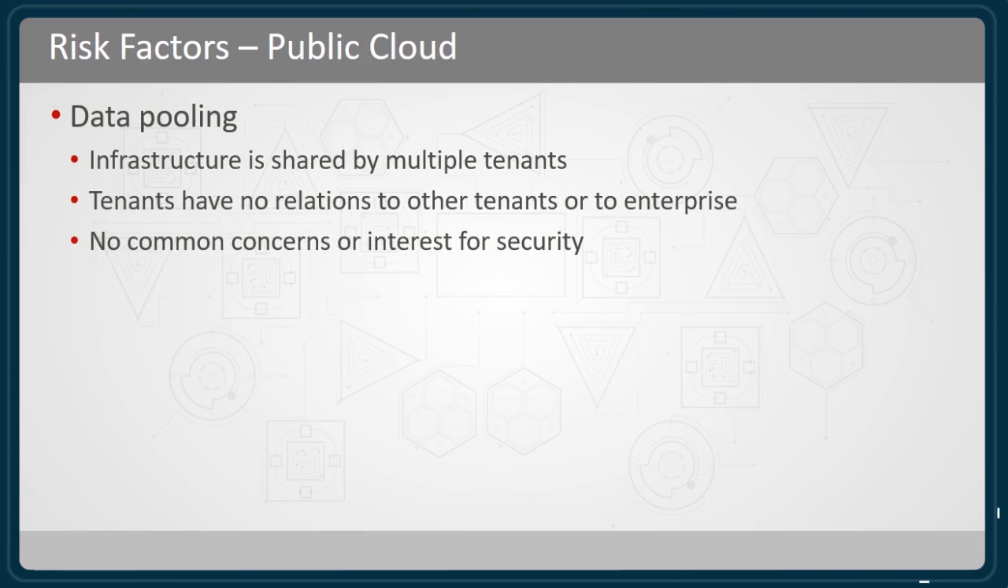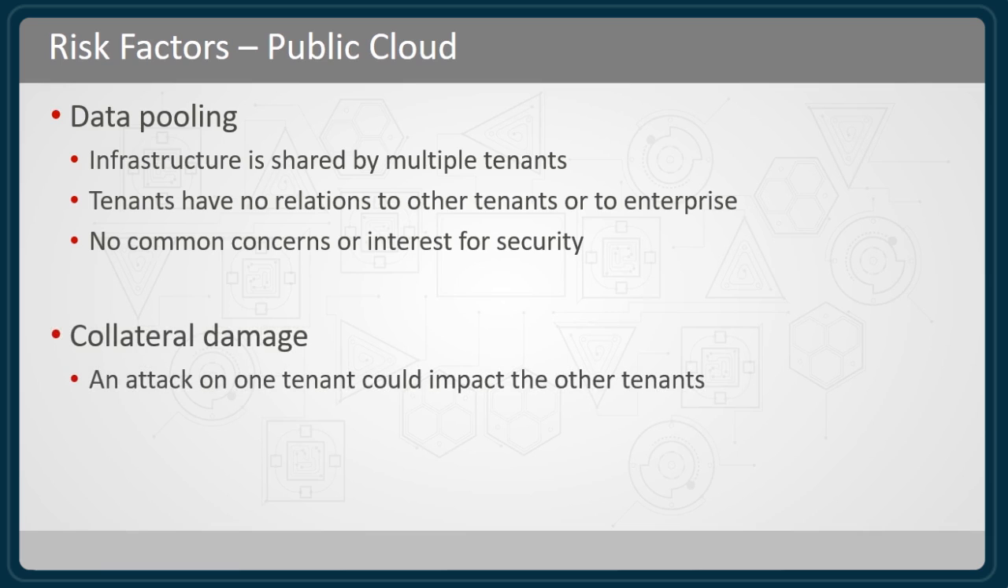Then with respect to the different types of clouds, when dealing with a public cloud, there can be issues with data pooling. The infrastructure is shared by multiple tenants, and tenants have no relations to other tenants or to any other enterprise. So there's no common concerns for the security of the data itself. In other words, my concerns aren't your concerns, and they aren't anyone else's concerns. So I am only concerned with my own interests. You are only concerned with your own interests, but those may not be compatible concerns. So how does the provider handle, in essence, trying to make everyone happy?